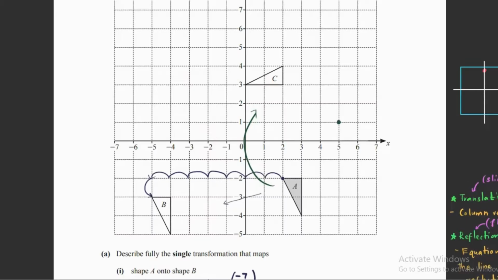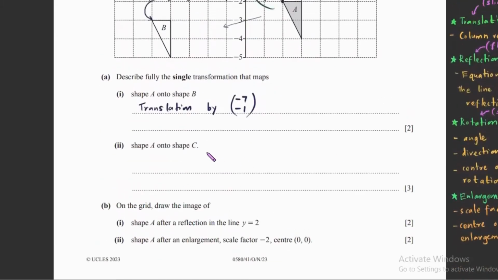Then we are going to write what happens there. Rotation by 90 degrees clockwise about the point 5, 1. This is the center of rotation. So for rotation, the angle, direction, and the center of rotation have to be mentioned.